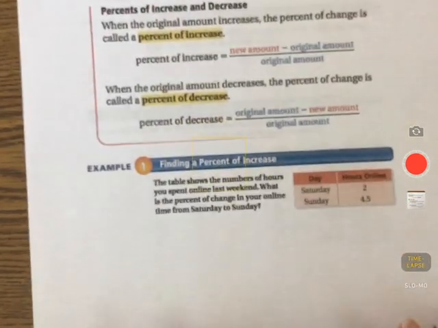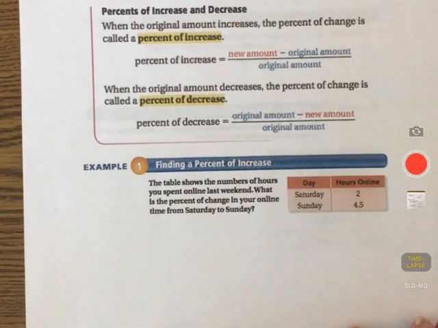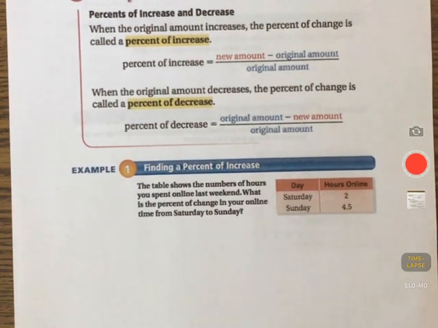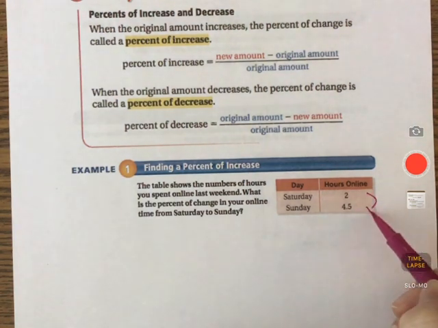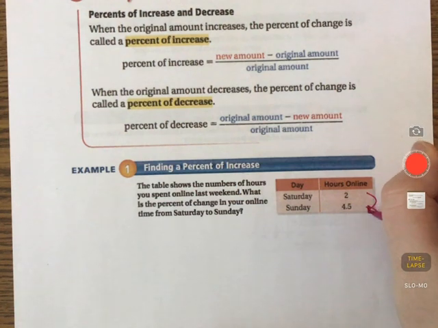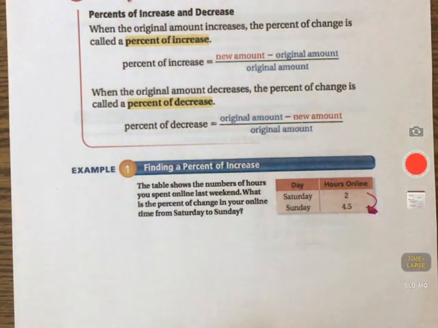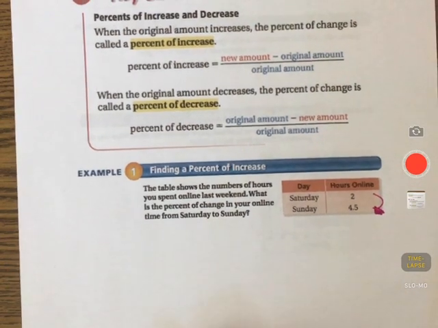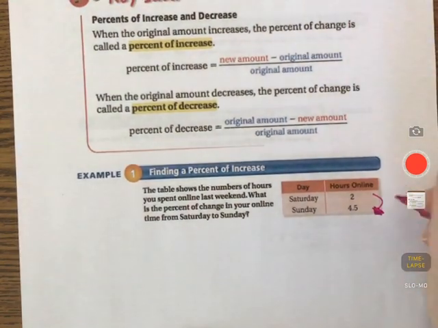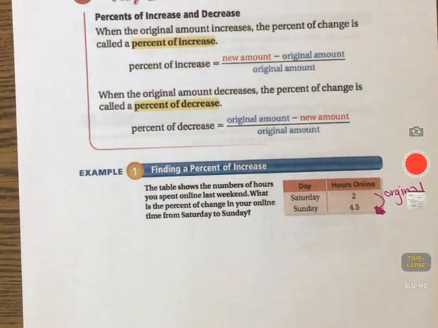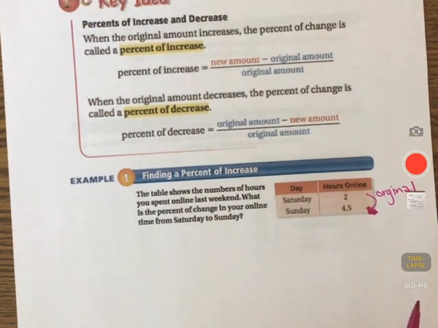So for example, example 1 says, the table shows the number of hours you spent online last weekend. What is the percent change in your online time from Saturday to Sunday? So what we want to figure out is our percent change from Saturday to Sunday. If we started at Saturday, this is the original amount of time we spent. That's 2 hours. And then we went to Sunday, 4.5 hours. So already off the top of your head, you can see this is an increase. So we are going to be figuring out what our percent increase is.